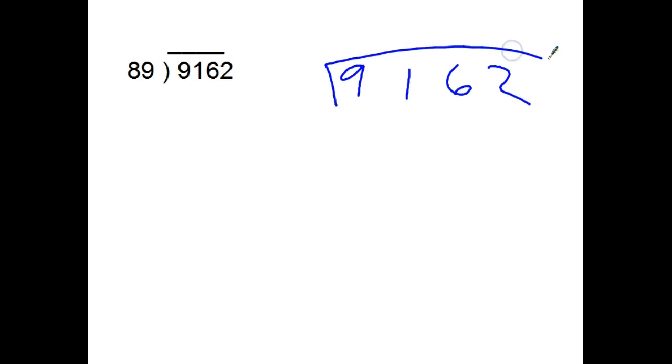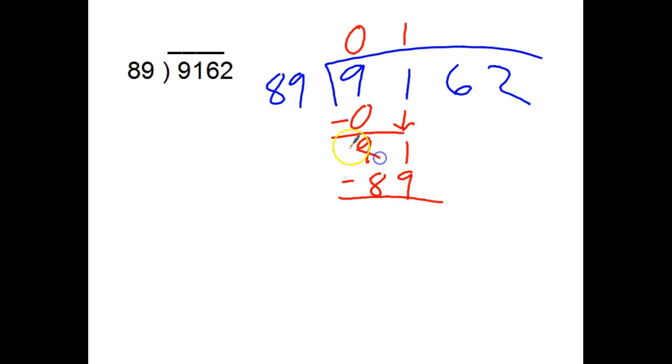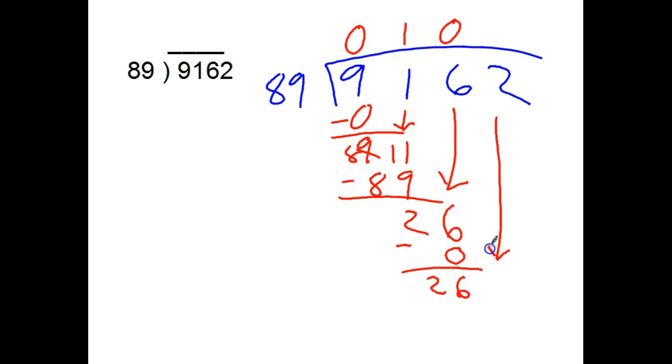9,169 divided by 89. Sometimes when you're dividing by bigger numbers, though, it really makes it easier. There are no 89s in 9. How many 89s in 91? Well, that's just going to be 1. When I subtract, I've got 2 left over. Bring down my 6. How many 89s in 26? None. So 0 times 89 is 0. Bring down my 2. How many 89s in 262?